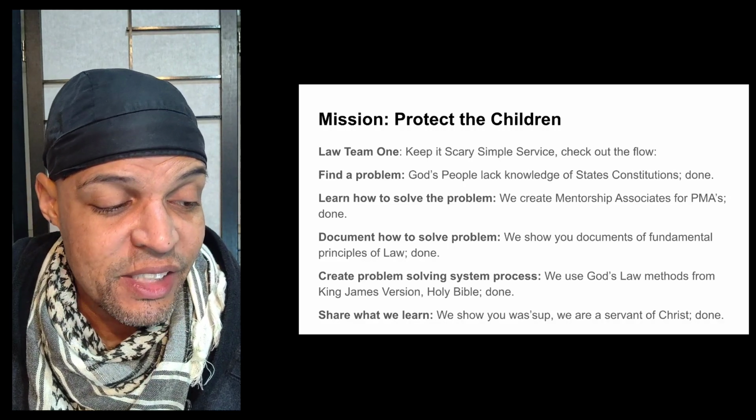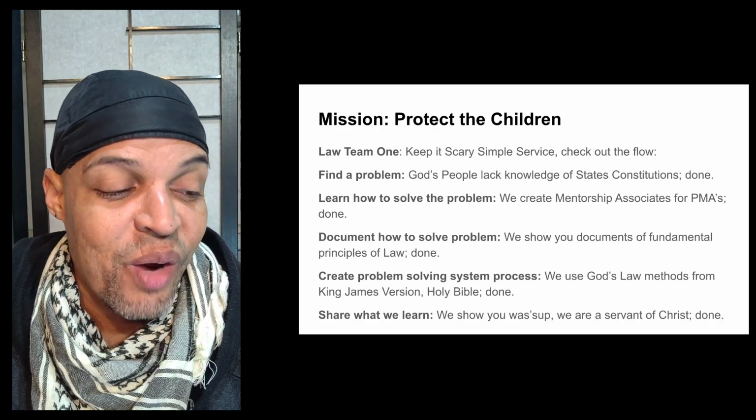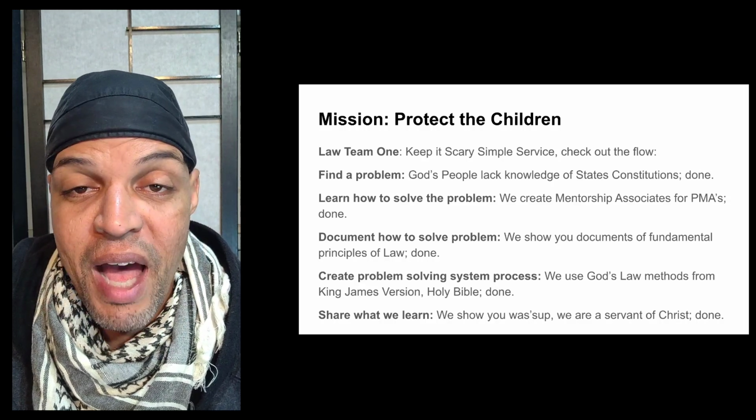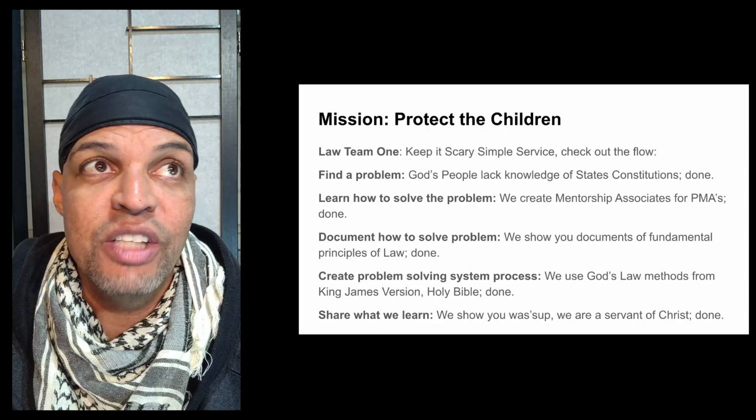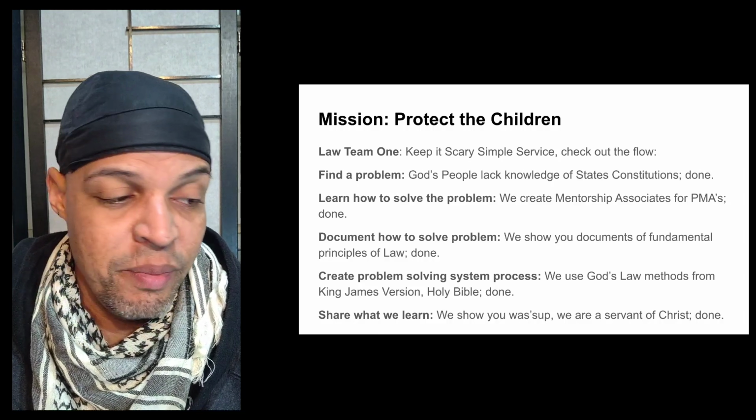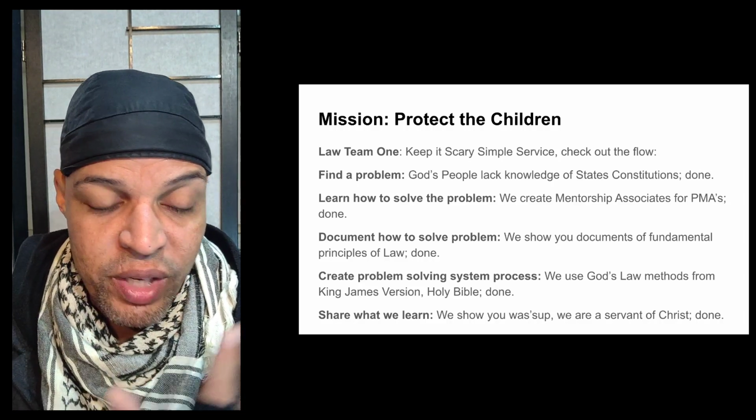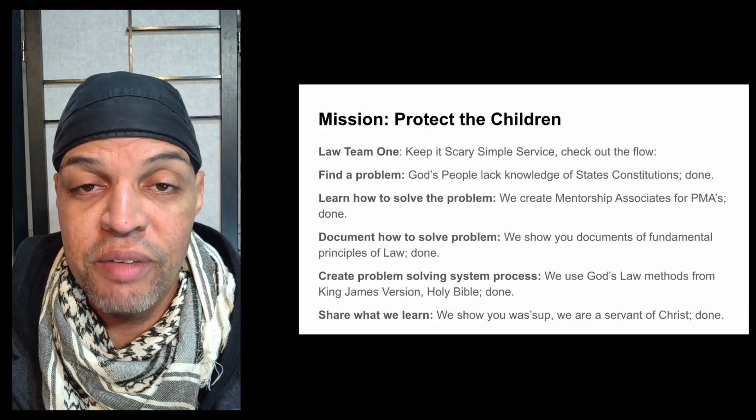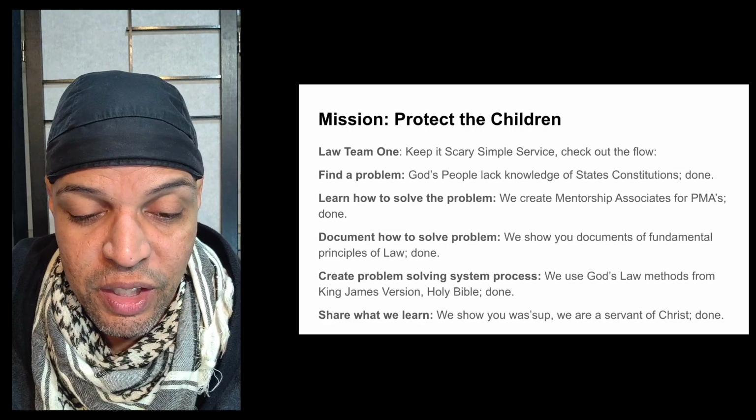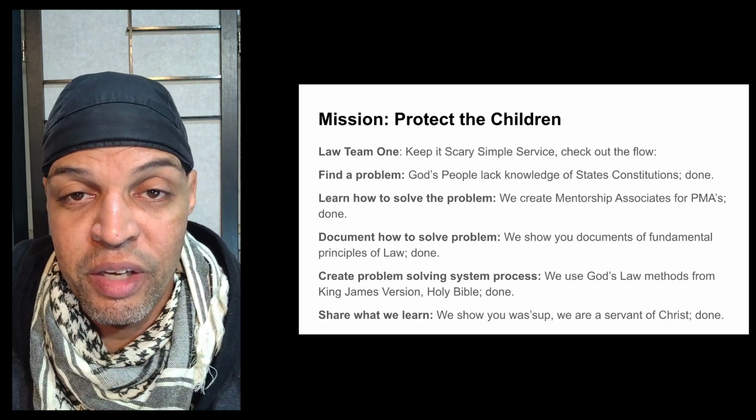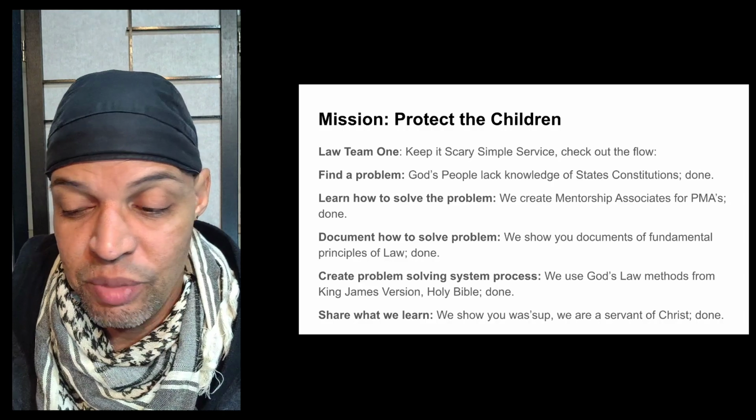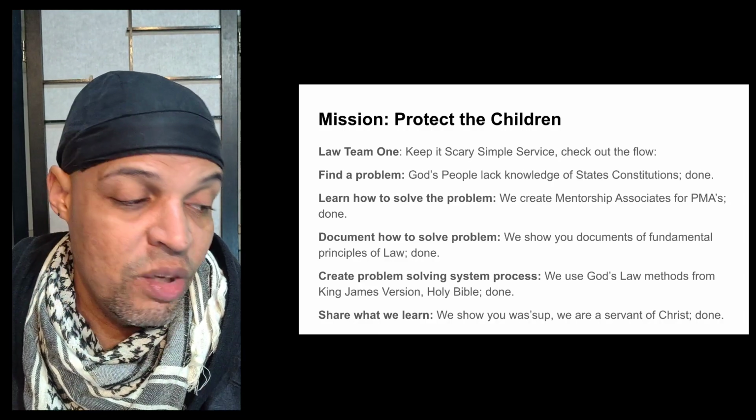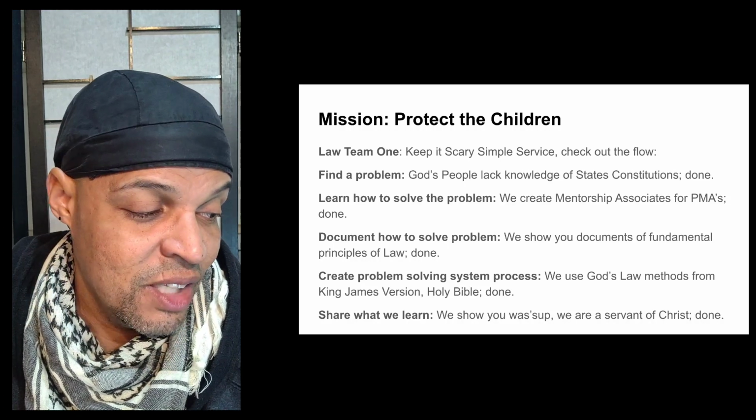Create problem-solving system process, right? This one's fun, right? We use God's law methods from King James Version, Holy Bible. Done, man. So that's where we're getting all of our knowledge from now, man, because we get it from God, we get it from Christ, we get it from Holy Ghost, right? And then we get it from the King James Version of the Holy Bible. And when we see what the commands are, because we follow the commands in there, the commands in there should be mirroring the Constitution. And if they don't mirror the Constitution, then we're going to spank you every time, man. Scary simple, right? All right, let's keep it going.